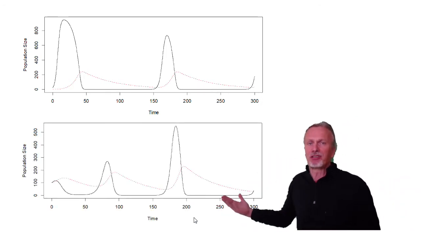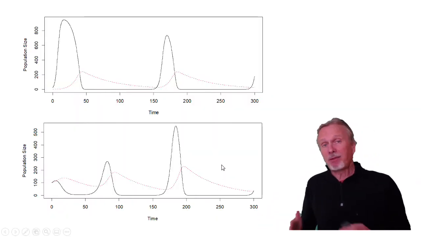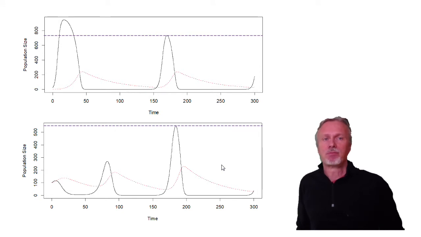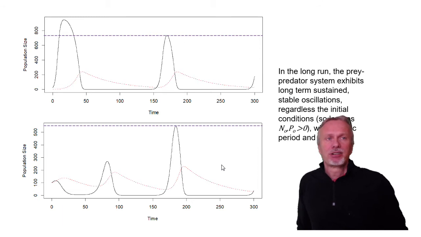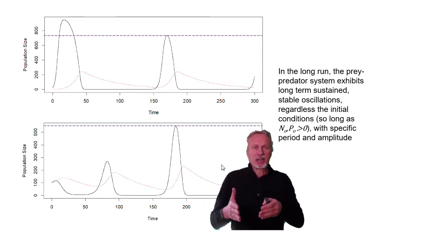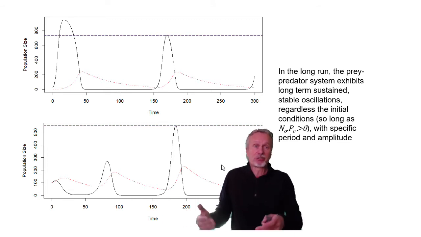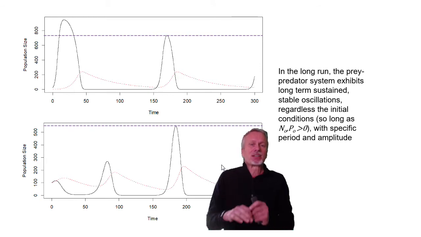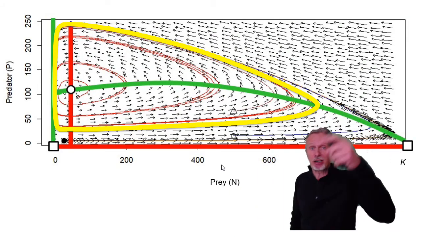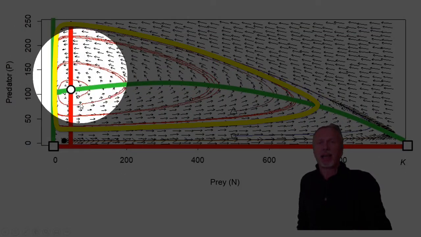If we start with different initial conditions, in this case, we see that the oscillations increase in amplitude, but they end up going back to the same period of oscillation and the same amplitude, okay? In this case, for instance, it is slightly above 700, okay? So in the long run, and this is our take home, the predator-prey system exhibits long-term sustained or stable oscillation regardless of the initial conditions, at least so long as the initial number of prey and predators is larger than zero. And those oscillations will be characterized, for that set of model parameters, by a very specific period of oscillation at a very specific amplitude. This is well represented, as you can see here, in this phase diagram in which we have, again, the prey on the horizontal axis, the predator on the vertical axis, the isocline of the predator.